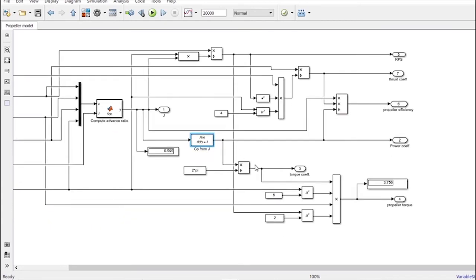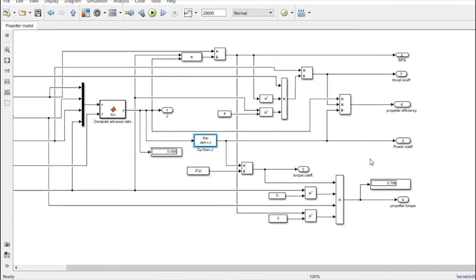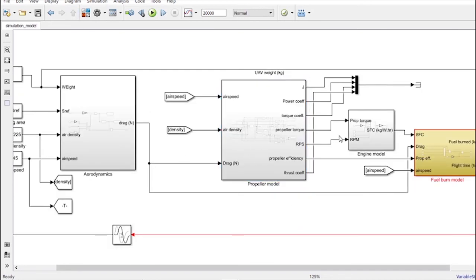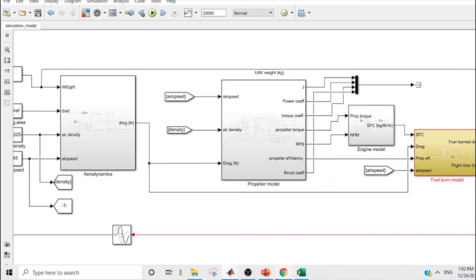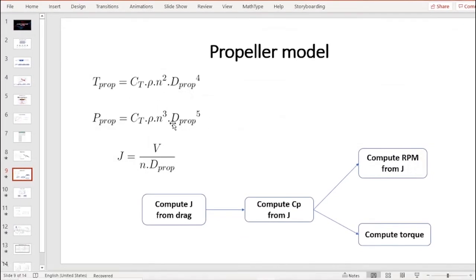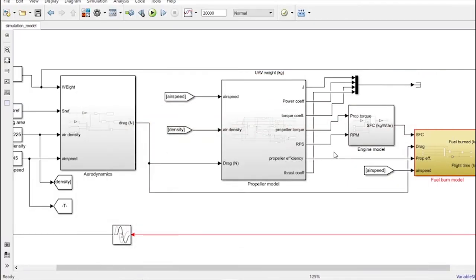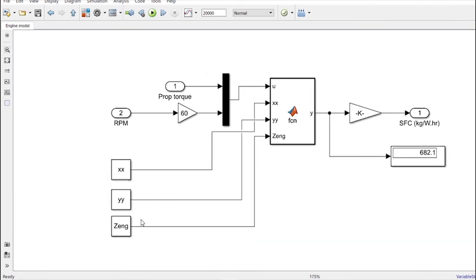Then finally, I find the torque coefficient by dividing the power coefficient by 2 pi, and then again dimensionalizing the torque coefficient. So the output of the propeller model that's of importance is the torque that's produced by the propeller and also the RPM. One thing to note here is that for our propeller calculations, the rotations value is in rotations per second, but for our engine model we require rotations per minute. So we ensure that the correct conversion is done.